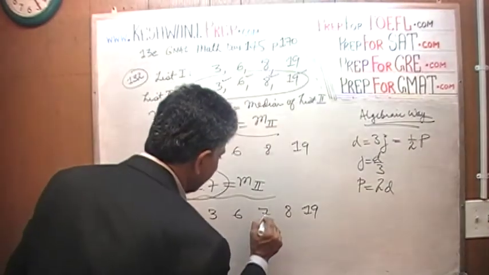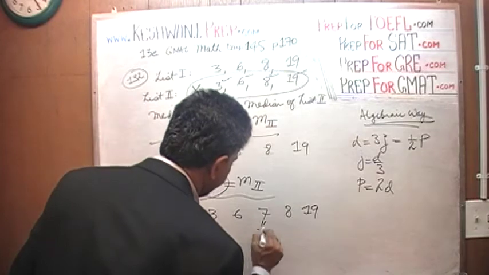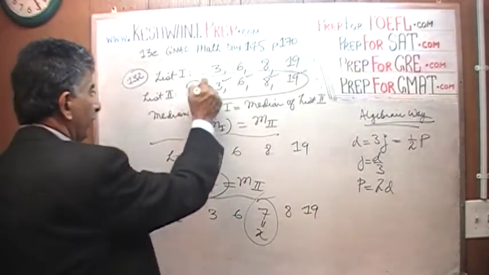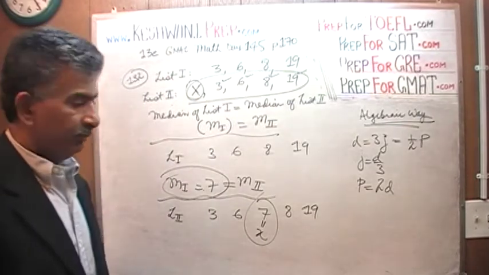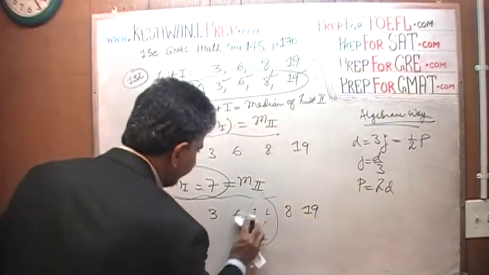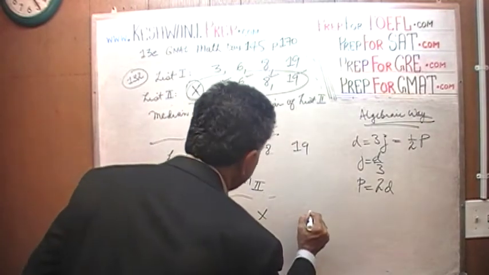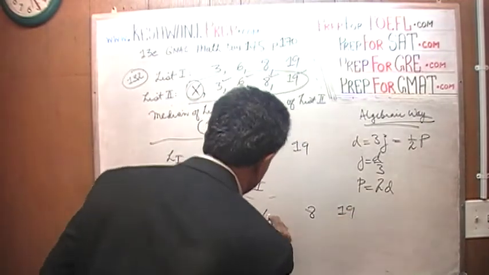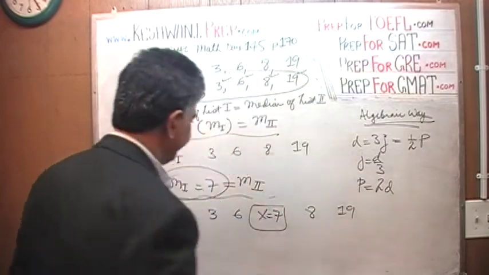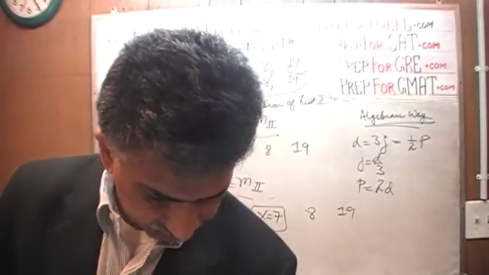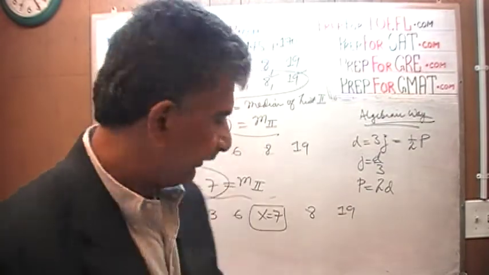That's the only way we're going to make the median 7 and still have our X in it. The X was the missing one. That X was right in the middle here, and then we have our 8 and 19, and that X is the 7. So the missing number is 7. What's the value of X? The answer is 7. The answer is letter B.